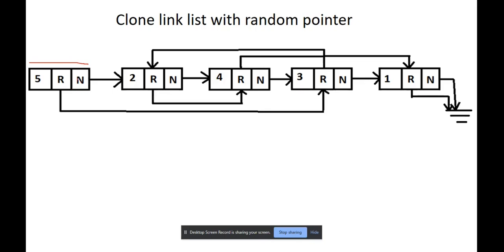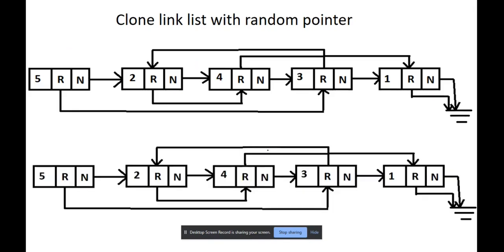The next pointer is the pointer that points to the next node of the list, and the random pointer is the pointer that may point to any of the other nodes in the list, or it may even point to null. So here is the structure of the linked list, and the question demands that we create a clone of this linked list, which should look similar to that.